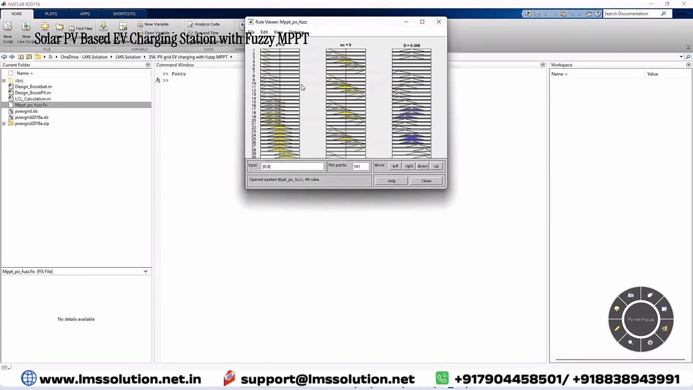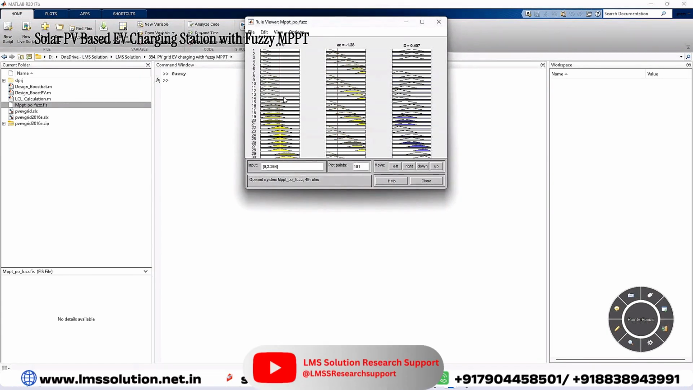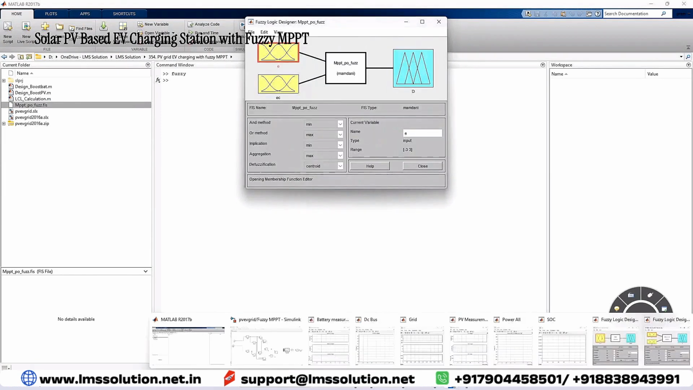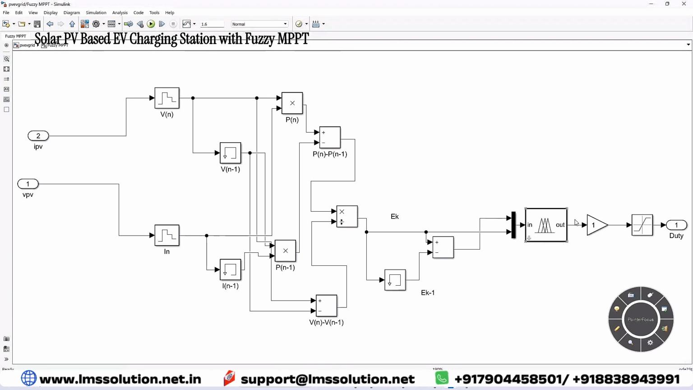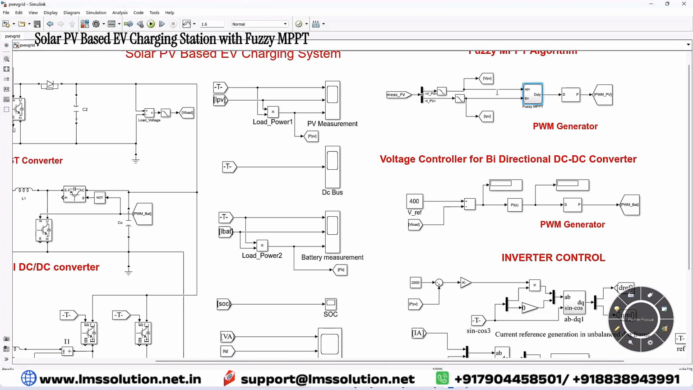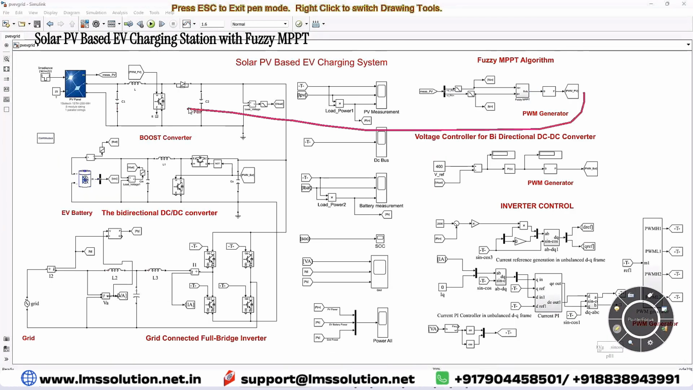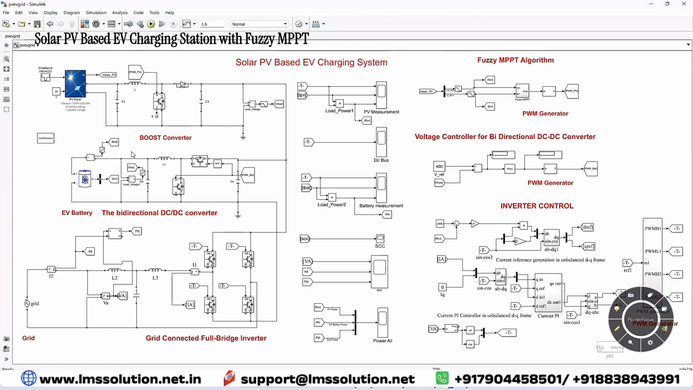Once you click on the rules and change these values, you can see the duty cycle will change according to the error and the rate of change of error. According to that, the fuzzy duty cycle can be changed in order to extract the maximum power from the PV plant. This duty cycle is going to be processed by a PWM generator, which generates the PWM pulse. This PWM pulse will be used to control this boost converter in order to extract the maximum power from the PV.